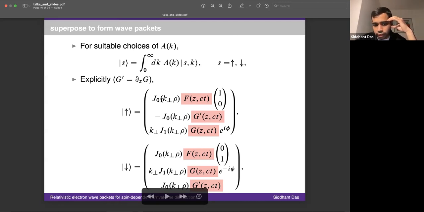So these J0, J1 are Bessel functions, and this F and G I haven't specified yet, but in terms of just two as yet unspecified functions, F and G, you have exact wave packet solutions of the Dirac equation. Of course, I should tell you what F and G are to claim that they're exact solutions, but this is the form of the solution. It's already fixed at this point, okay?